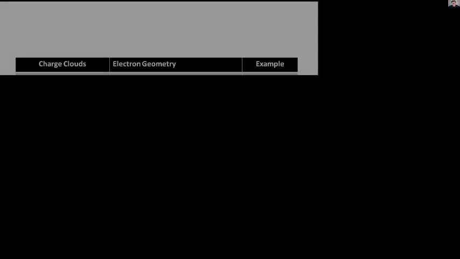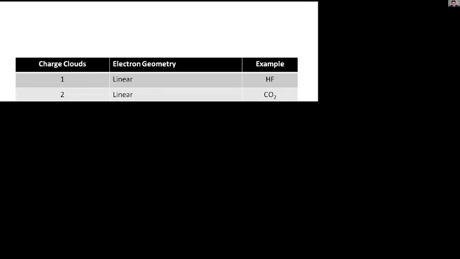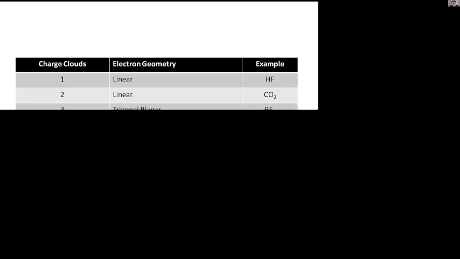Looking at cloud charges, if you just have 1 cloud charge, you have a linear geometry. An example would be hydrogen fluoride. So there's 2 atoms that can only be in a linear arrangement. If I have only 2 cloud charges, then it must also be linear. An example of this would be carbon dioxide. So we have double bonds between the carbon atom and the 2 oxygen atoms, and I'll end up having 2 cloud charges. And these will separate from each other as much as possible, ending up with linear.